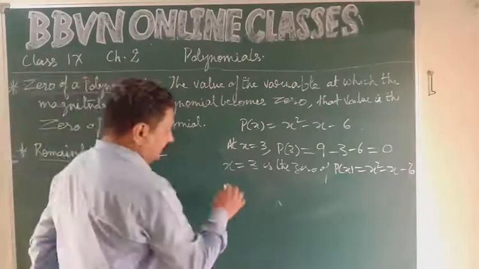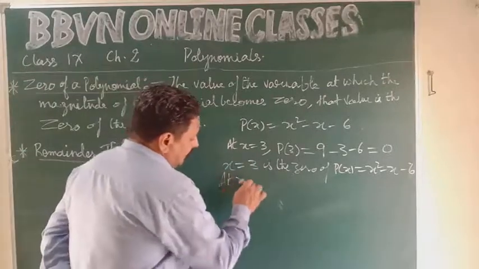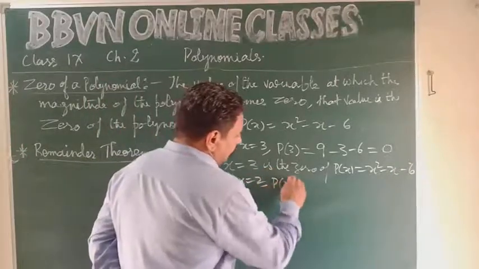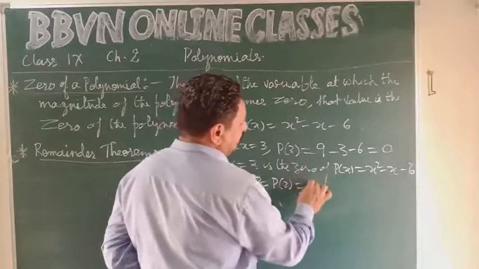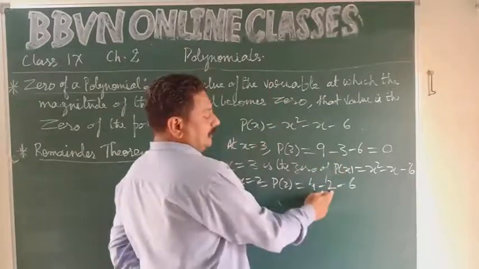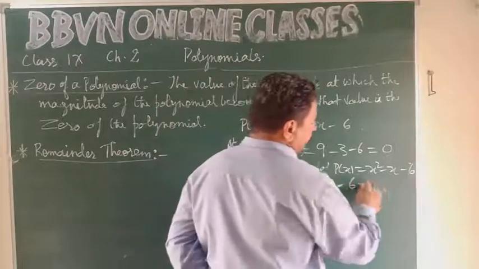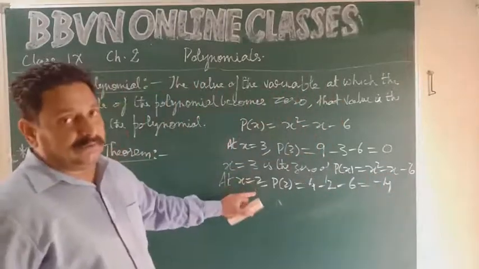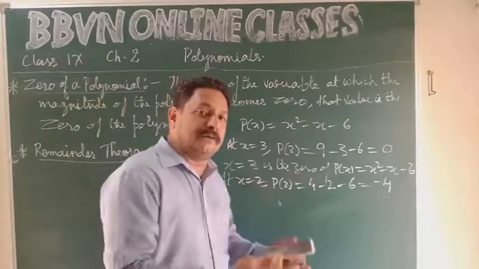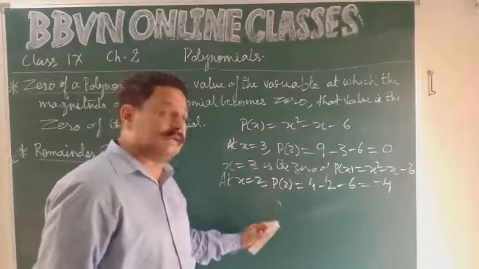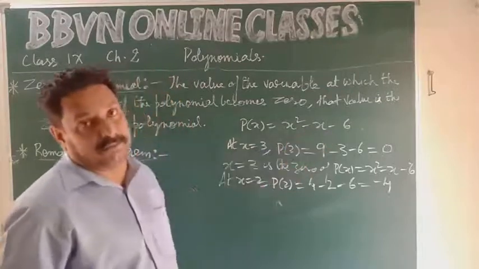Let's take one more example. At x equal to 2, let us see what happens. P of 2 is 2 square, 4, minus 2 minus 6. 4 minus 2 is 2. 2 minus 6 is minus 4. Now this is not 0. So at x equal to 2, the value of polynomial is not becoming 0. So we can say x equal to 2 is not the 0 of this particular polynomial.